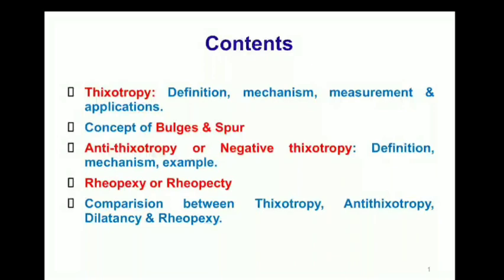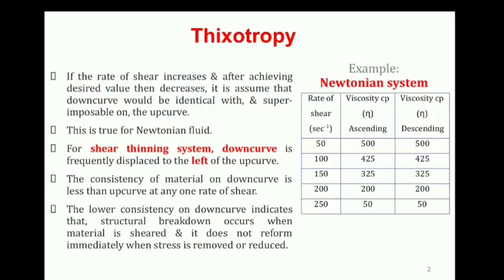Next is the concept of the bulge and the spur. Next point, antithixotropy and negative thixotropy. In that again, definition, mechanism and examples, and lastly the rheopexy or rheopecty. At the end of this lecture we will discuss the comparison between thixotropy, antithixotropy, dilatancy and rheopexy. Okay, so let us start. So first, thixotropy.